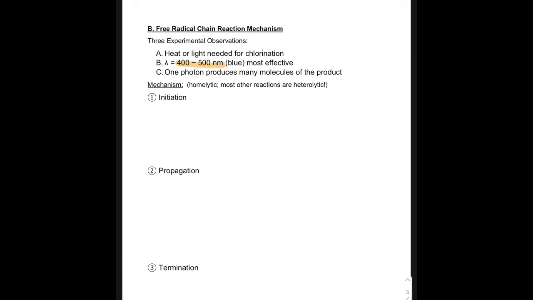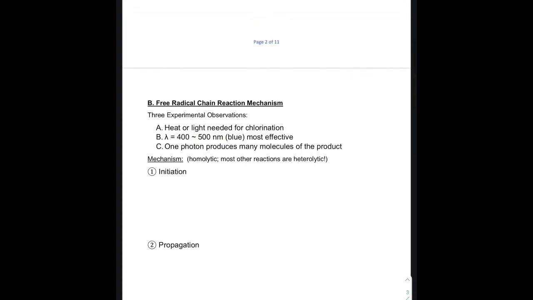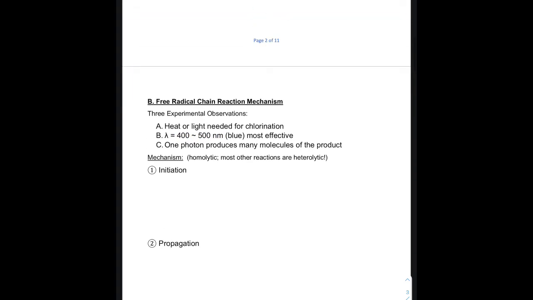And interestingly, you don't have to irradiate this reaction with a ton of photons or a ton of light for the reaction to complete. In other words, in doing this experiment, you can emit just one photon of that blue light wavelength, and that's enough to produce many molecules of the product. Those are important experimental observations here, and whatever mechanism we come up with has to be consistent with these experimental observations.